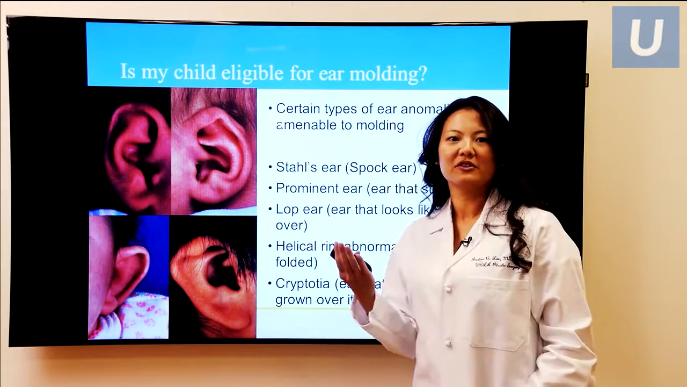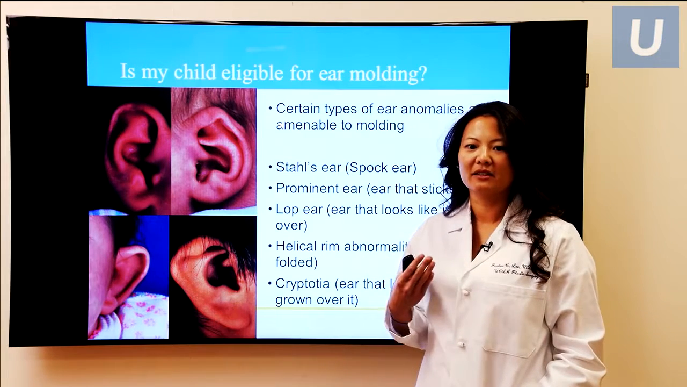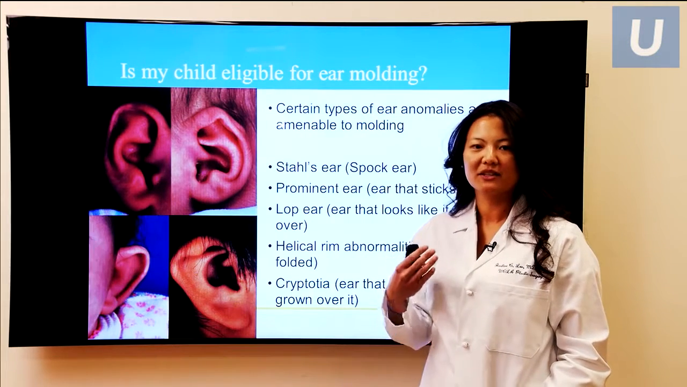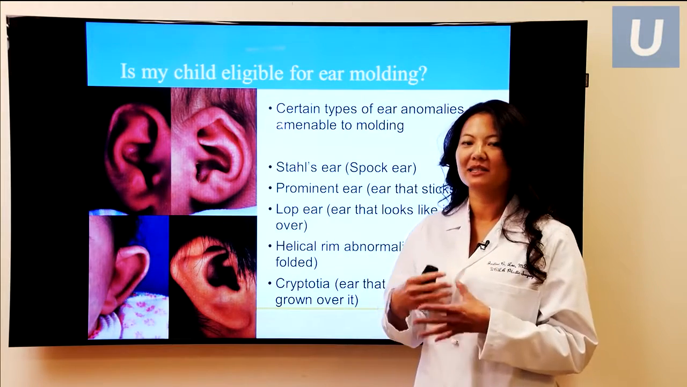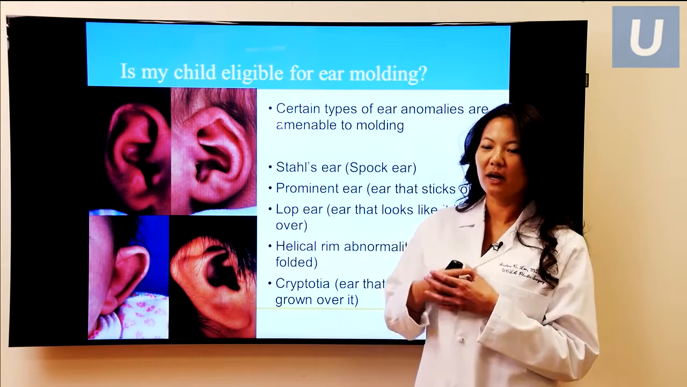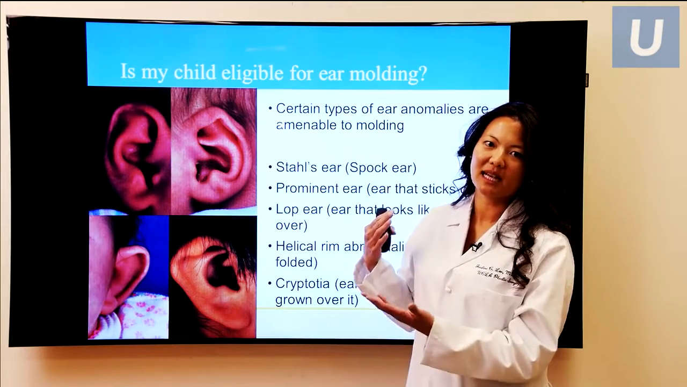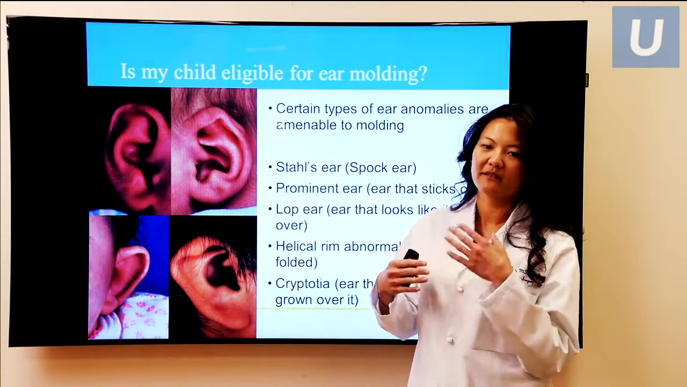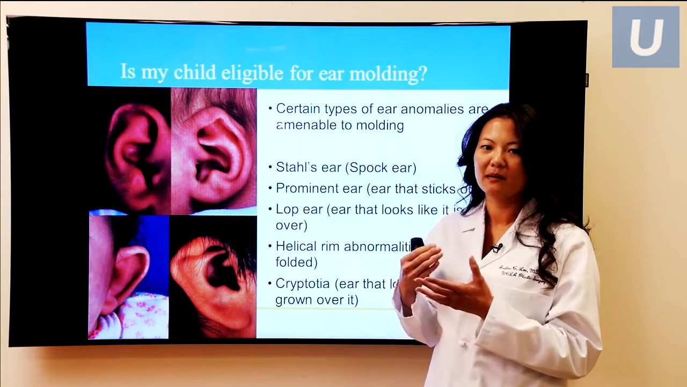So how do you know if your child is eligible for ear molding? Well, there's certain types of ear anomalies that are amenable to molding, and these are usually ear anomalies that are about the same size as a normal ear, but there's some distortions in the way that the ear looks. So I mentioned a couple of those ears on the panel where I showed all types of ear anomalies, and here we'll just kind of hone in on a couple of these anomalies that really can be molded.